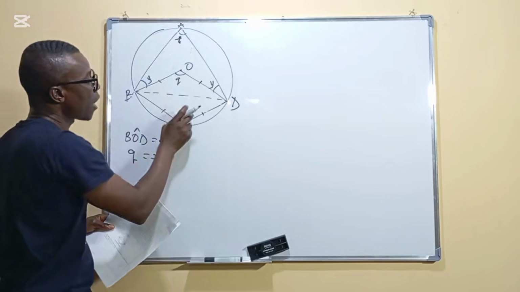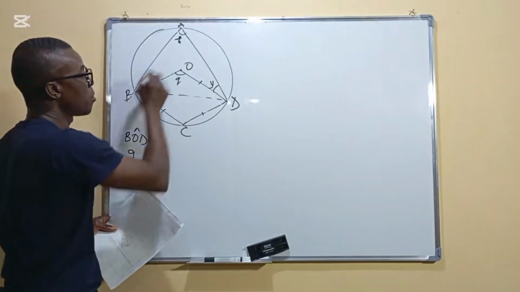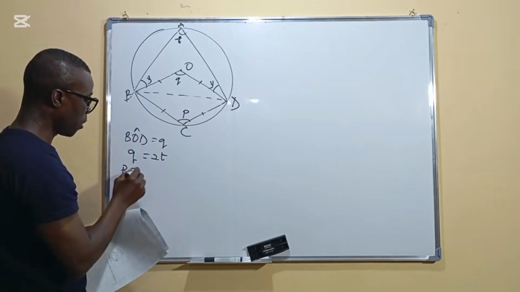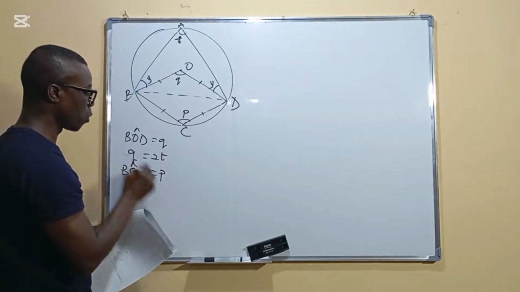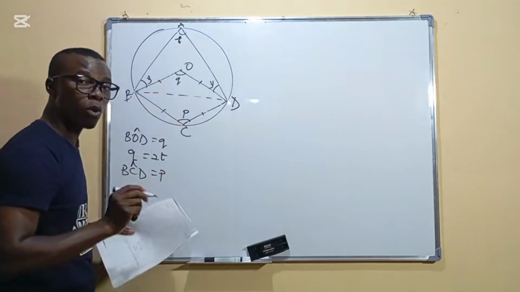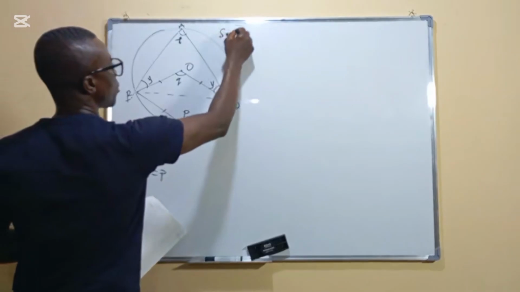So opposite angles of a cyclic quadrilateral are supplementary. What does that simply mean? I'm going to call this place P, that is to say angle BCD is equal to P. And if they are supplementary, that simply means that they add up to 180 degrees. Supplementary angles, that's supplementary.